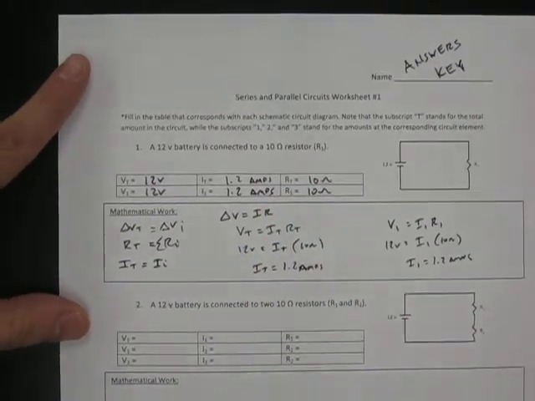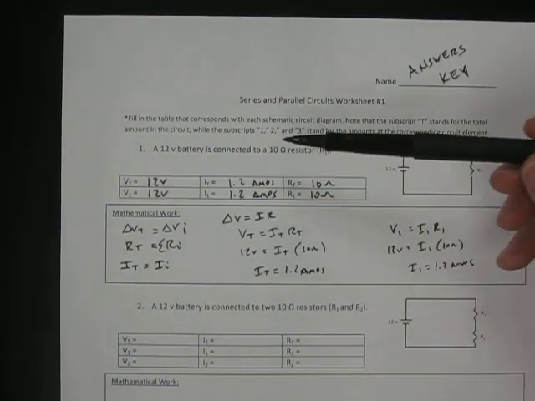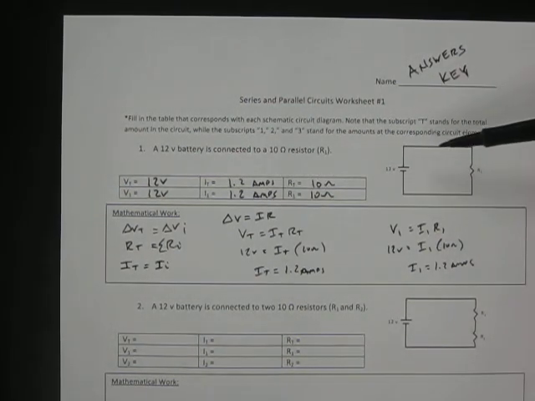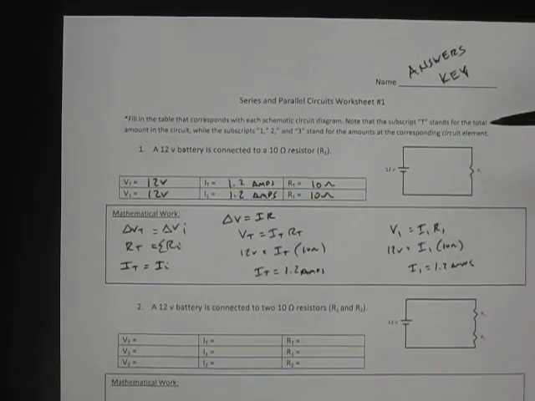So a couple things to note, just at the start before we go on to some other ones. Current is 1.2 amps in this circuit, and the total resistance is 10 ohms in this circuit.